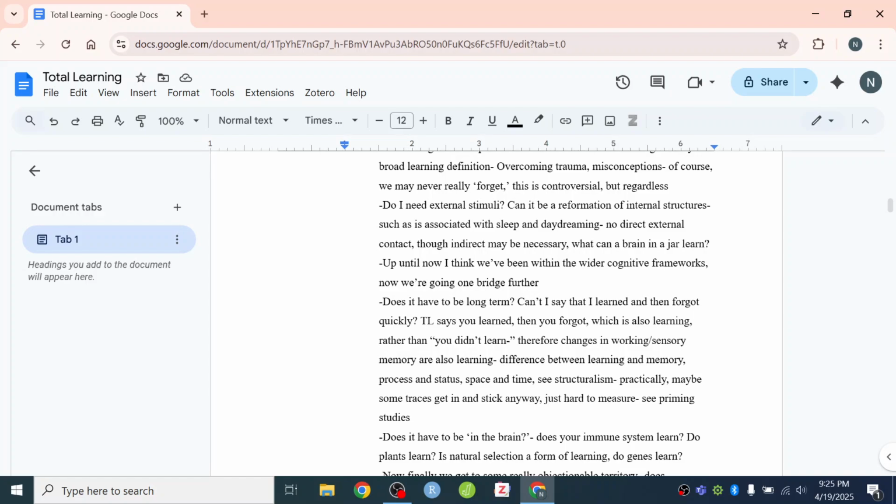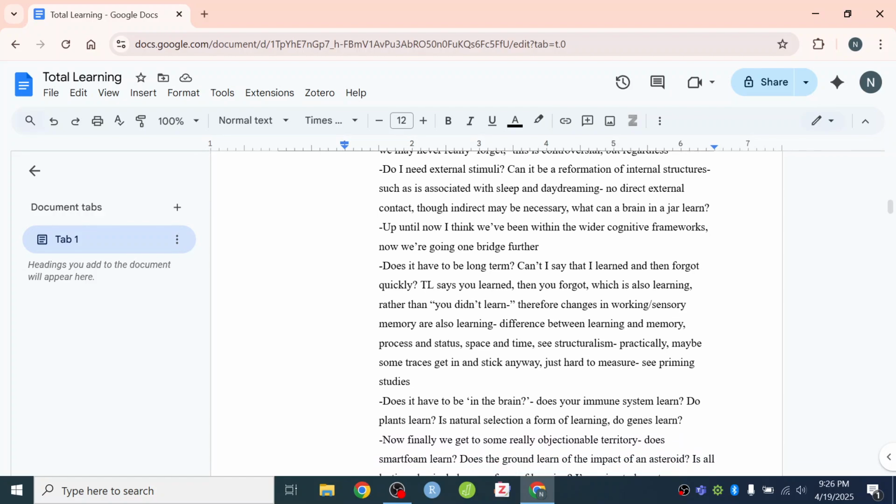Do genes learn? You know, we're getting a little bit out in left field, but that's the direction we were going in anyway. And I would argue that in the total learning framework, we would really like to include all of these things. We would like to say that the immune system learns, and that plants learn, and perhaps even that genes practice something that resembles learning as well. But we are getting even a little bit far out for the total learning framework.